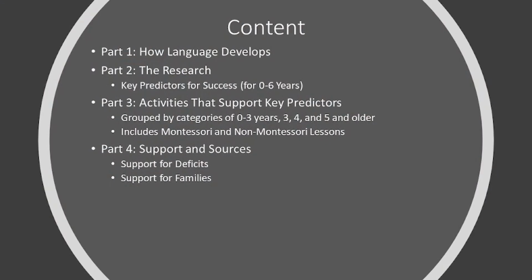In part 1, we talked about how language develops. In part 2, we talked about those key predictors for reading and writing success. And then in part 3, we talked about all those activities that support those key predictors. And now in part 4, we're going to talk about how do we support children who are showing signs of struggling with reading and writing, and how do we support their families.